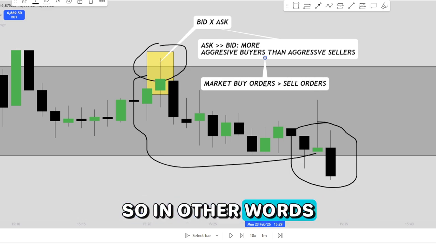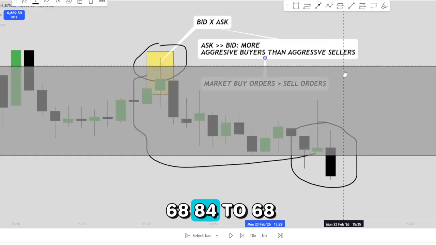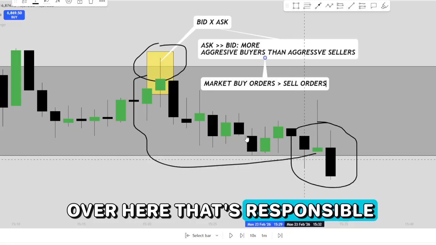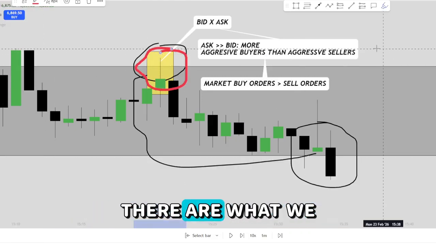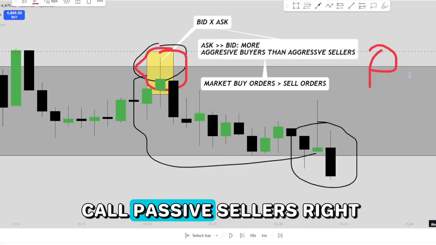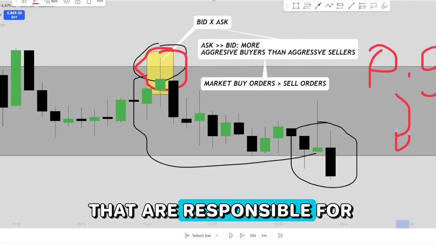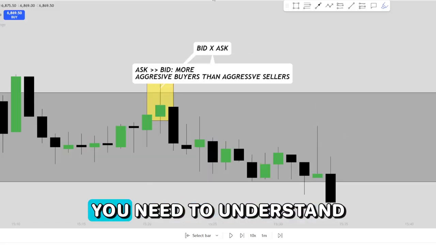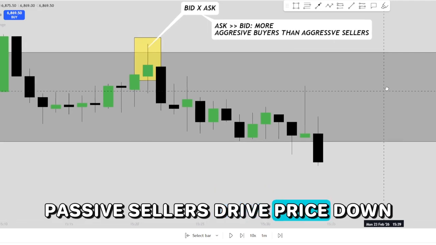So in other words, who is sitting here at this key level? So this is now 68.84 to 68.80. Who is sitting over here that's responsible for the lower prices? Well, in this region here, there are what we call passive sellers. These are passive sellers that are responsible for the lower prices. So when you're coming into a key level, you need to understand this basic concept: passive sellers drive price down.